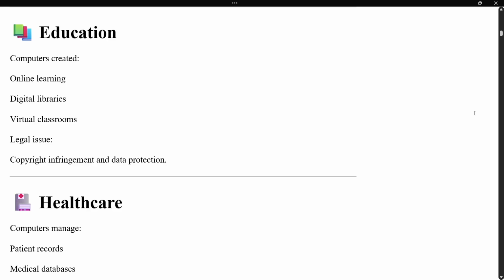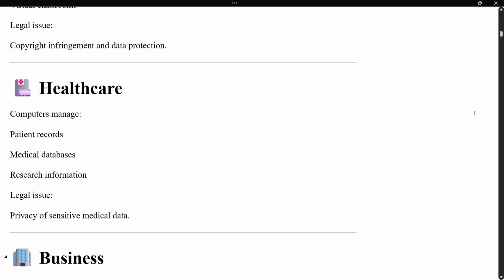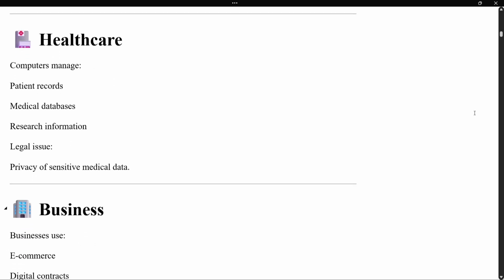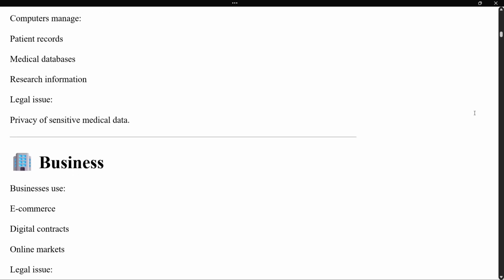Digital libraries. Virtual classrooms. Legal issue: copyright infringement and data protection. Hospital healthcare. Computers manage patient records. Medical databases. Research information. Legal issue: privacy of sensitive medical data.